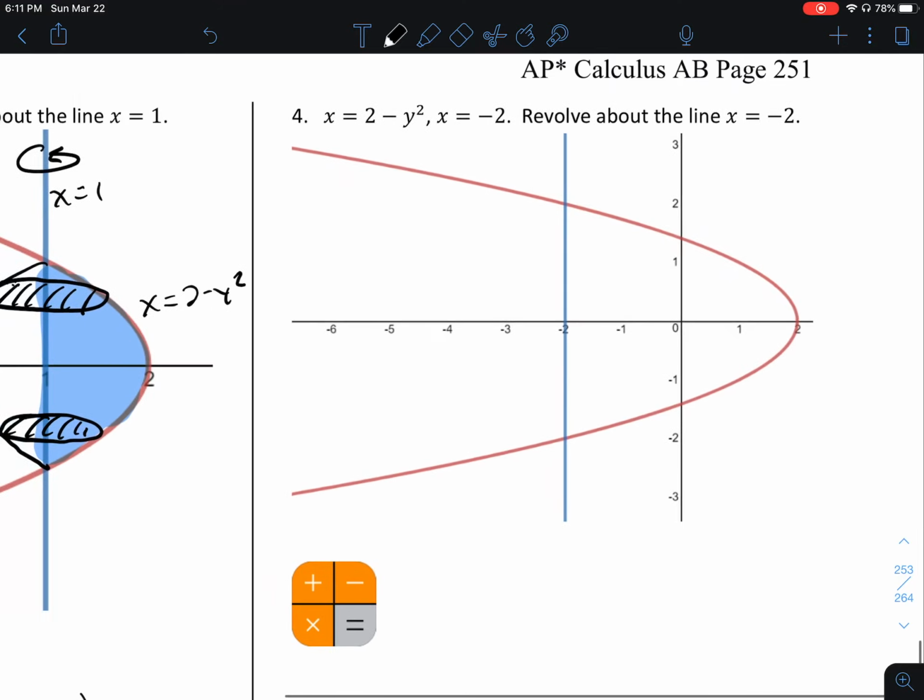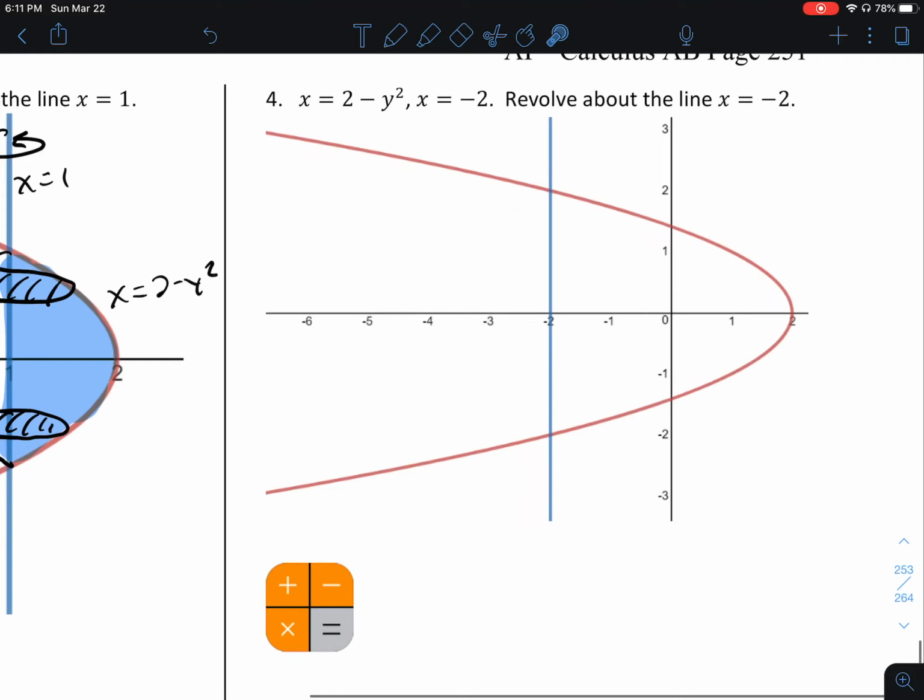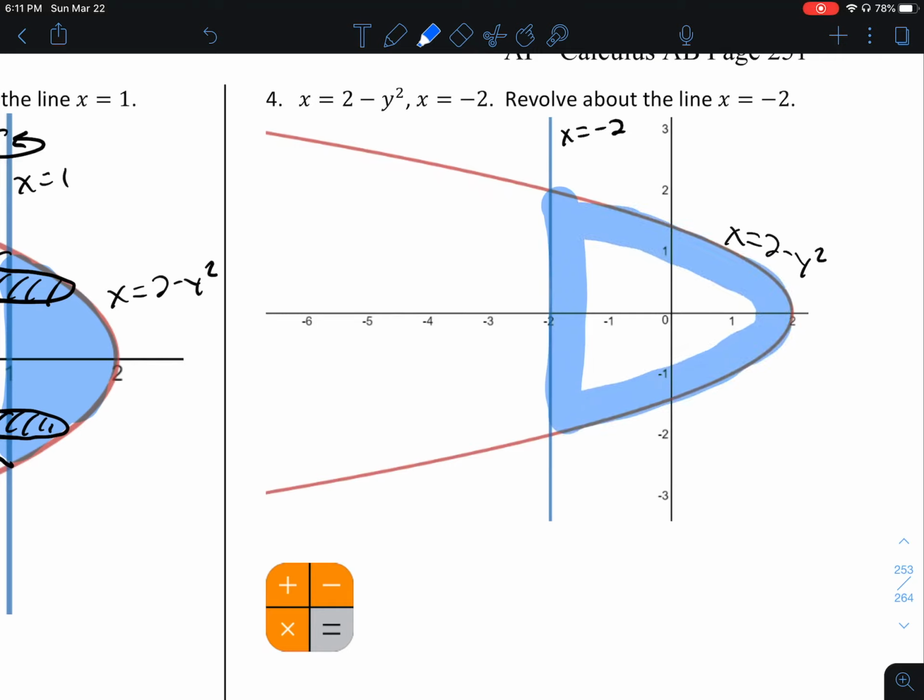And we're back. Number 4. x equals 2 minus y squared. That's clearly this fella right here. And then we have x equals 2, x equals -2. That's telling us what our boundaries are. So that means that we are taking this weird shape here and revolving it about x equals -2.